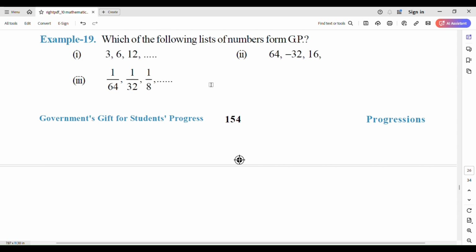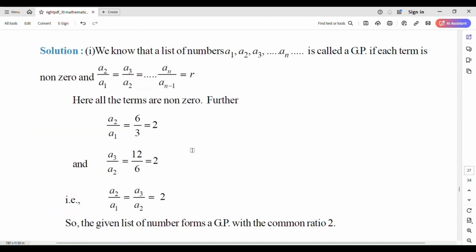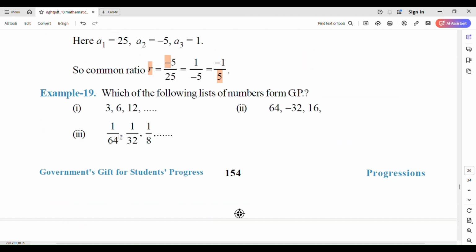Another example: which of the following lists of numbers form a GP? Here you have to check the common ratio to confirm whether they form a geometric progression or not. If you take the first one, you can see the solution below, but you can easily do the calculation here. 6 by 3 is 2, 12 by 6 is 2, so the common ratio is 2, which is constant. So this forms a geometric progression. Now here minus 32 by 64 which is minus 1 by 2, 16 by minus 32 again minus 1 by 2, so this also forms a geometric progression.